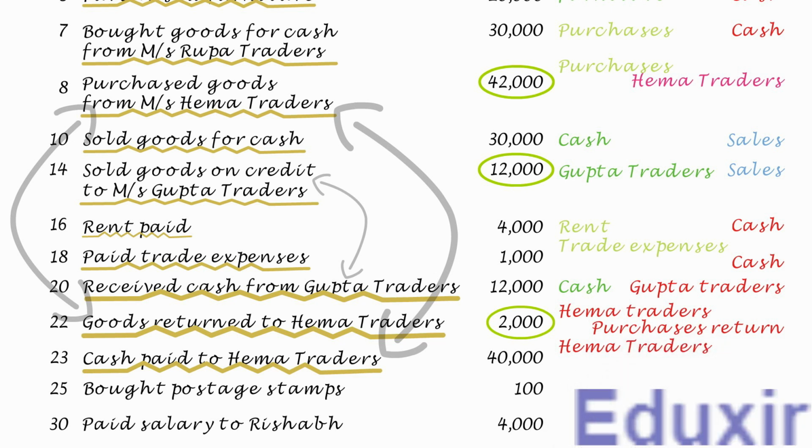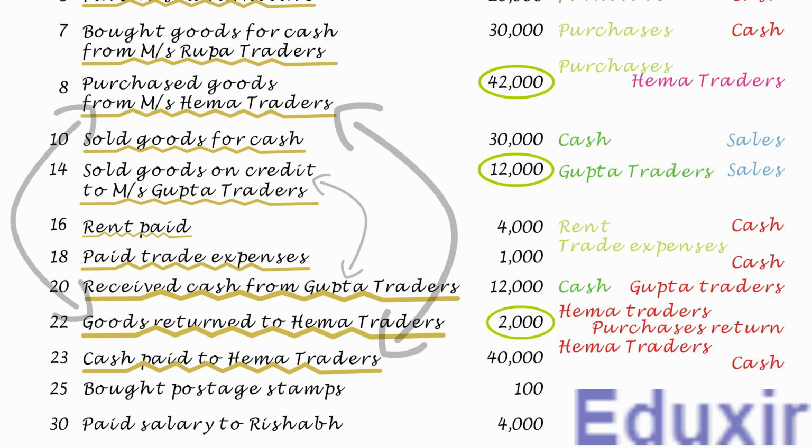At the same time, as the business is paying to the creditor Hema Traders in cash, the cash asset available with the business will be decreasing in this transaction. The rule to record any decrease in the asset is to credit the corresponding assets account. In this case, the cash account should be credited.